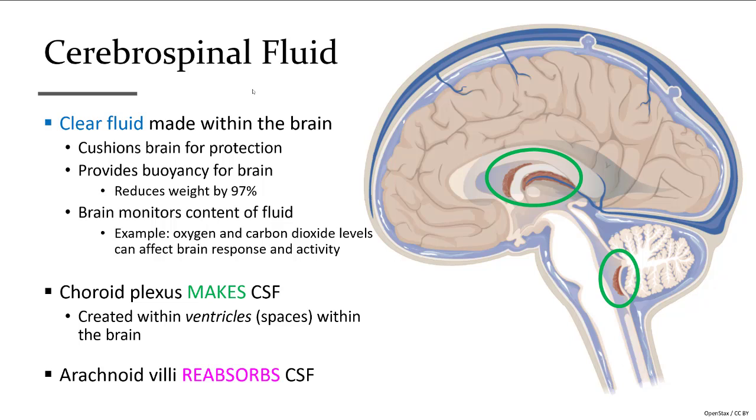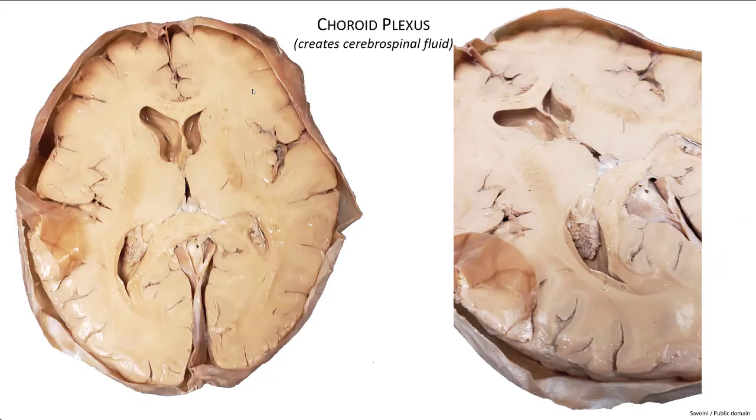Once the cerebrospinal fluid made by the choroid plexus travels down the spinal cord, it returns back up on the outside of the spinal cord and around the outside of the brain to reach the arachnoid villi, where the cerebrospinal fluid will be reabsorbed and dumped into the dural sinuses.